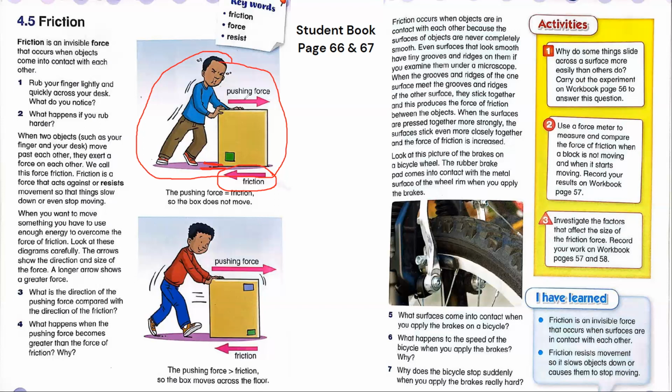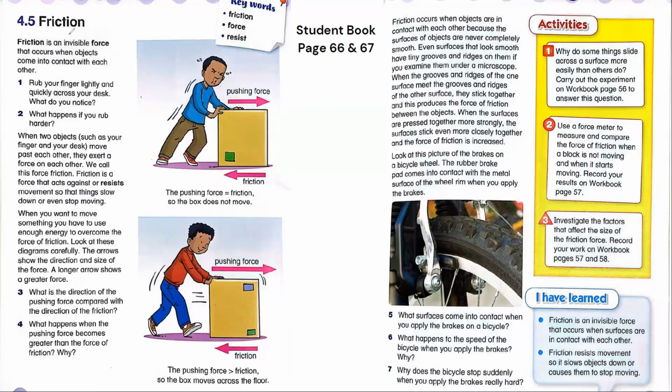All right, now imagine the opposite way. That means he's pulling the box. When you pull a box, you cause a pulling force, but it will also cause friction, because no matter what, two surfaces will be in contact. When they are in contact, friction will come about. Don't understand yet? Never mind.